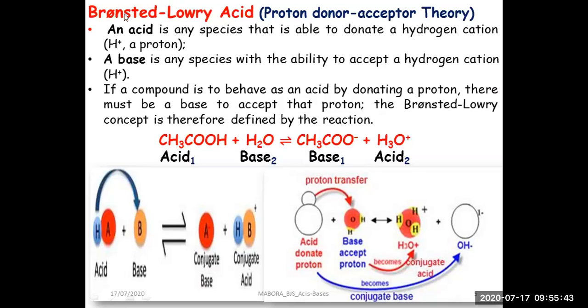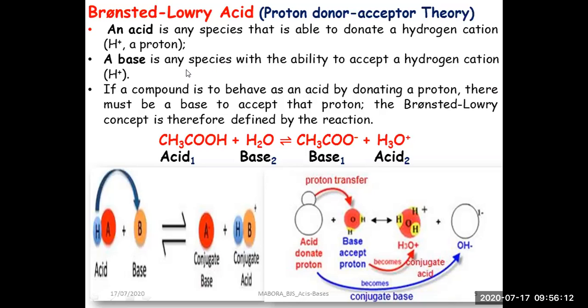As per this particular theory, an acid is the substance, it can be a species, it can be an ion, which will donate hydrogen cation, that is H plus cation. We also call it a proton. And a base is the substance or a species which has the ability to accept H plus ion. So therefore, we have named this particular theory as proton donor acceptor theory.